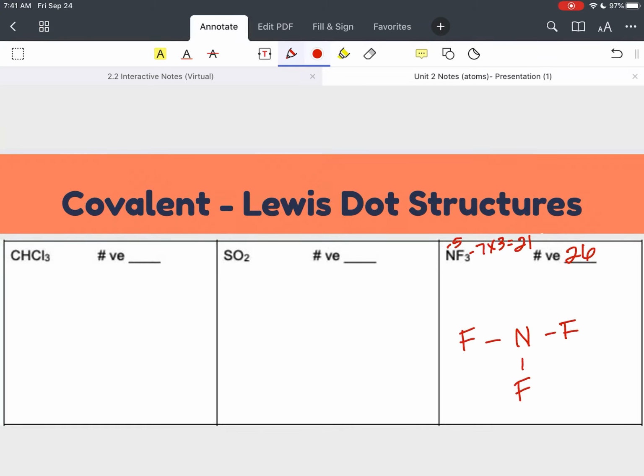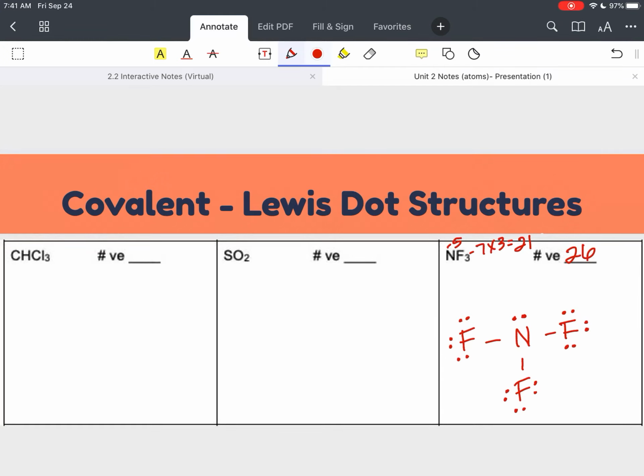I'm going to start adding on the outside. So I'm starting with 6, 8, 10, 12, 14, 16, 18, 20, 22, 24. So that's 24. Everything on the outside has 8, but I have 2 more that I need to add. So where do you think I need to add them? On the nitrogen. Okay, because now everybody has 8. I didn't have to share any because I could still add 2 more.